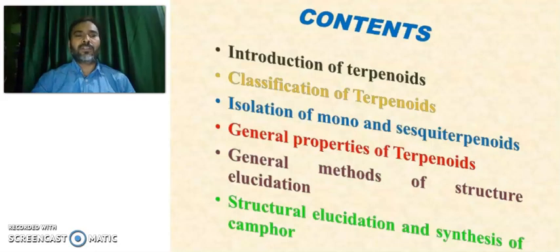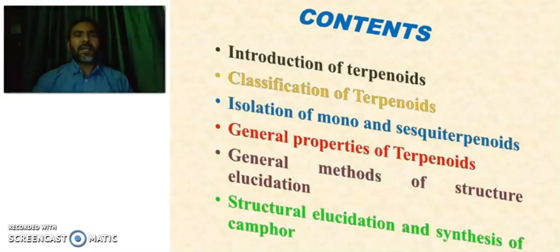So I will discuss the introduction of terpenoids. Then I will discuss the classification of terpenoids. Then isolation of mono and sesquiterpenoids. Then I will talk about general properties of terpenoids. Then general methods of structure elucidation, synthesis, and synthesis of camphor. Camphor is also in our university syllabus.